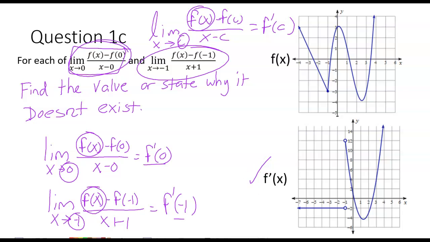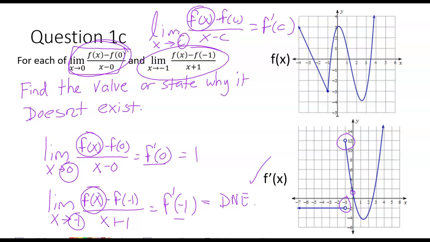What is f prime of 0? It's right about here, and so I would speculate that that value is about 1. And what is f prime of negative 1? Does not exist. Okay? Now, why doesn't it exist?